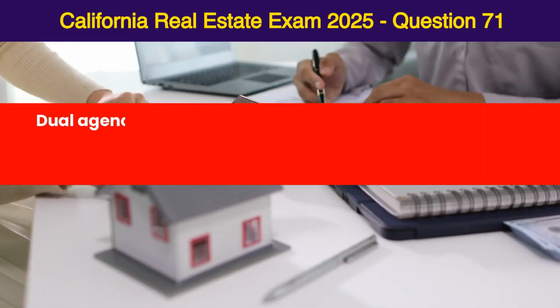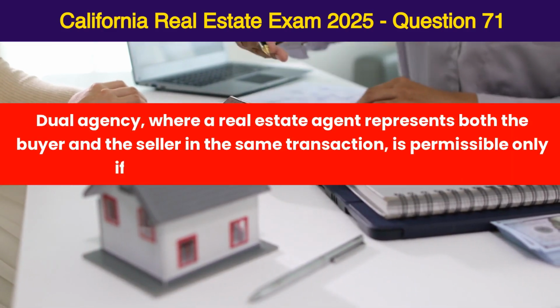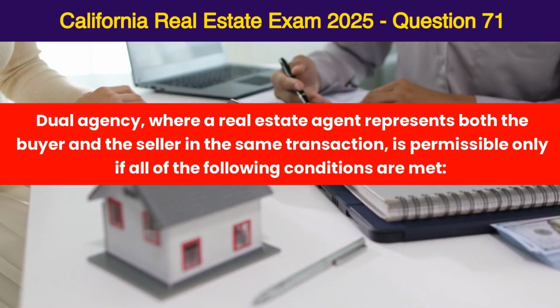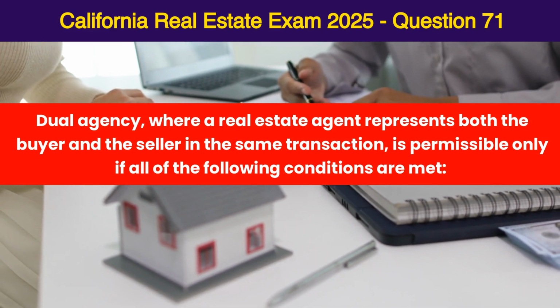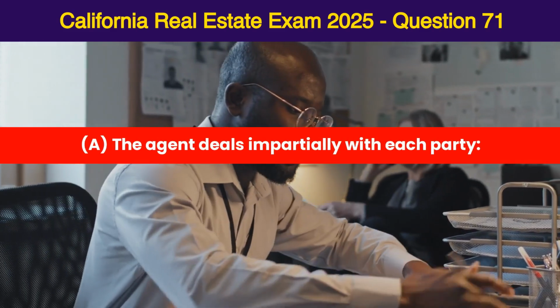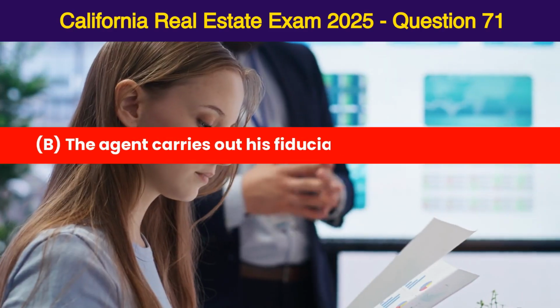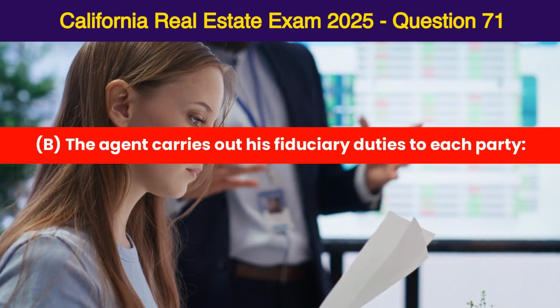Dual agency, where a real estate agent represents both the buyer and the seller in the same transaction, is permissible only if all of the following conditions are met. A. The agent deals impartially with each party. B. The agent carries out his fiduciary duties to each party.